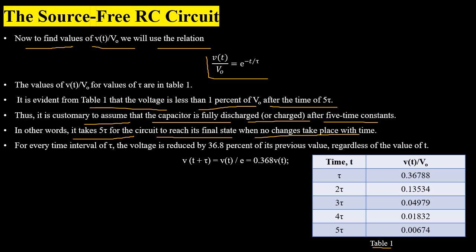For every interval of tau, the voltage is reduced by 36.8% of its previous value, regardless of the value of time. So if at current time t, voltage is V of t, at time t plus tau, which corresponds to the next interval, its value will be V of t divided by e, or 0.368 multiplied by V of t.